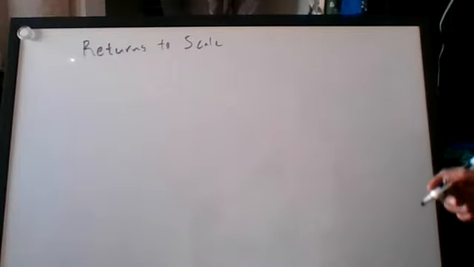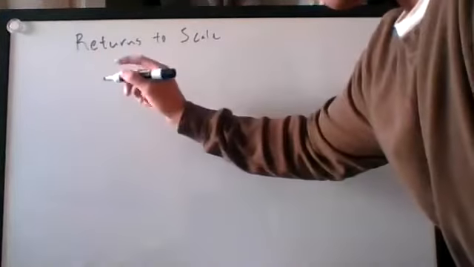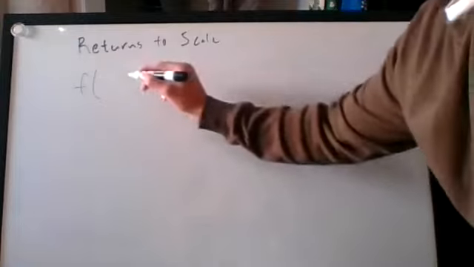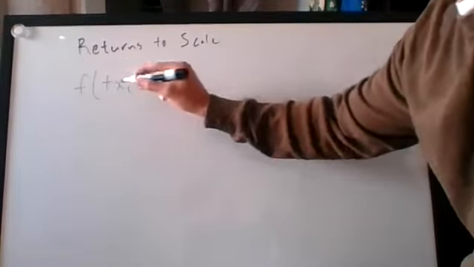And so the way that we test it is we see whether we have a ratio. And so let me just write this out. So this is our production function, and we're going to multiply each of our inputs by some constant t, right?